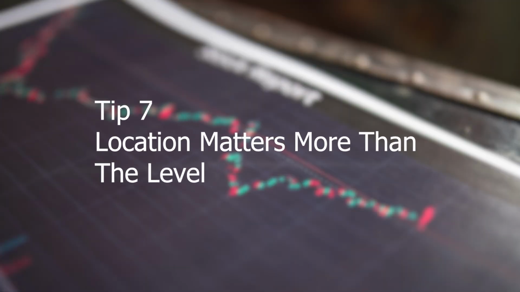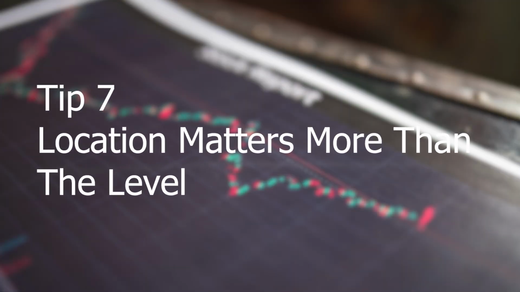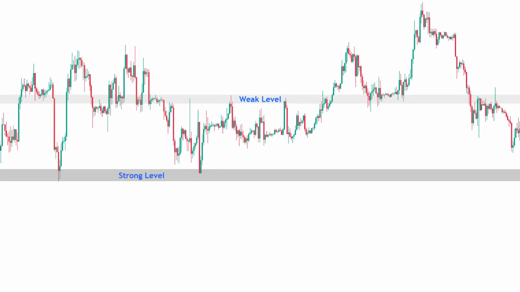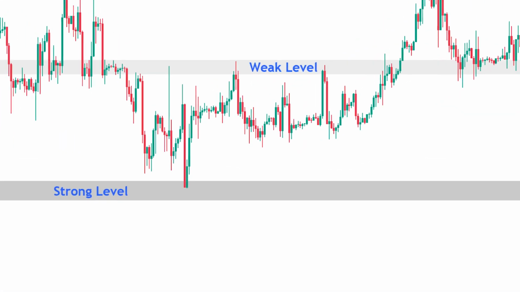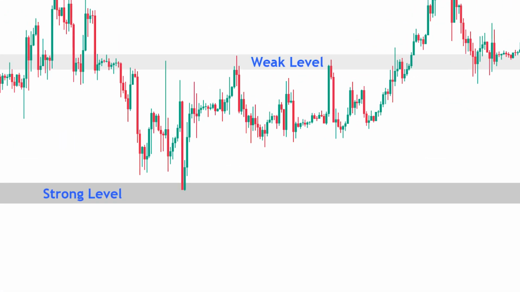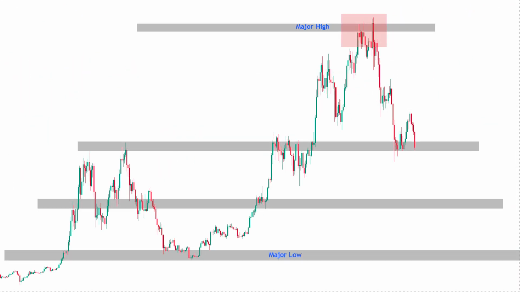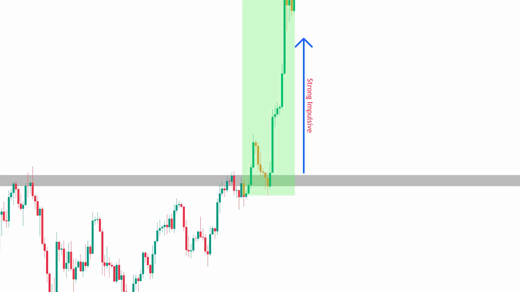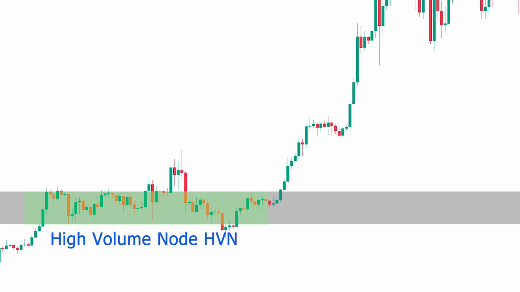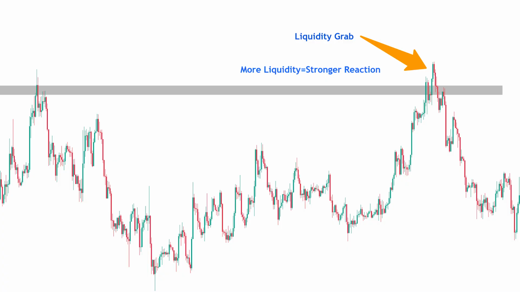Tip 7. Location matters more than the level. Not every level on a chart is equally important. Some levels barely matter, but others can be extremely powerful. For example, major market highs and major market lows, areas where strong impulsive moves began, zones where heavy trading activity previously occurred. Levels in these locations tend to create much stronger reactions. Why? Because that's where significant liquidity usually exists.